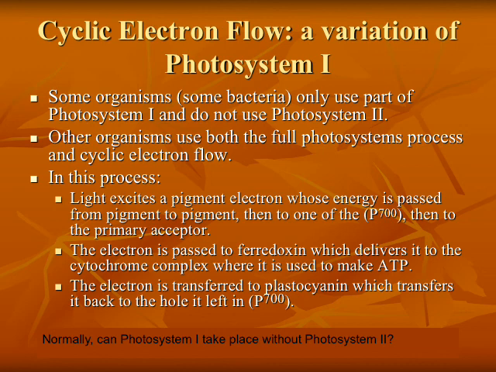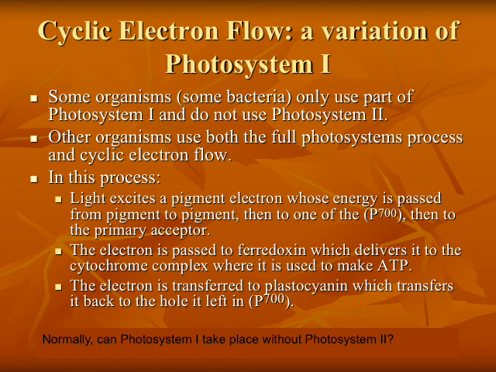But in this process, light excites a pigment electron whose energy is passed from pigment to pigment and then to a P700 molecule and then to the primary acceptor. Then the electron is passed to ferredoxin, which delivers it to a cytochrome complex where it is used to make ATP. The electron is then transferred to plastocyanin, which transfers it back to the hole left in P700. Don't get too caught up in this whole process, but this is just to show you that there is a variation in the system.